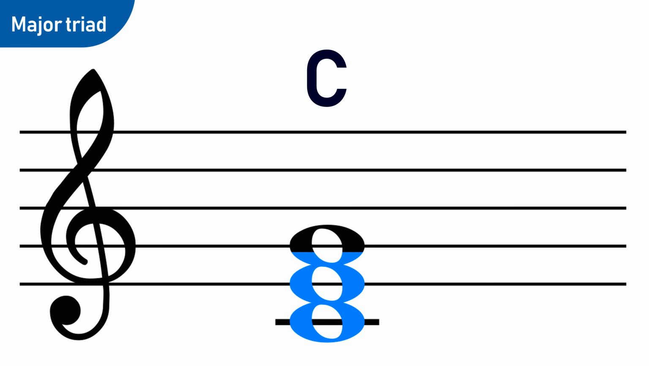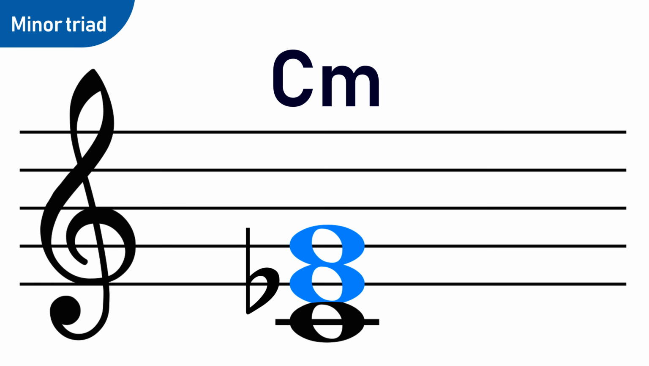And as we can see, it's just a stack of intervals, a major third and then a minor third on top. Another common type of triad is the minor triad or minor chord, which is also a stack of major and minor thirds, but the other way round. This time the minor third is on the bottom.